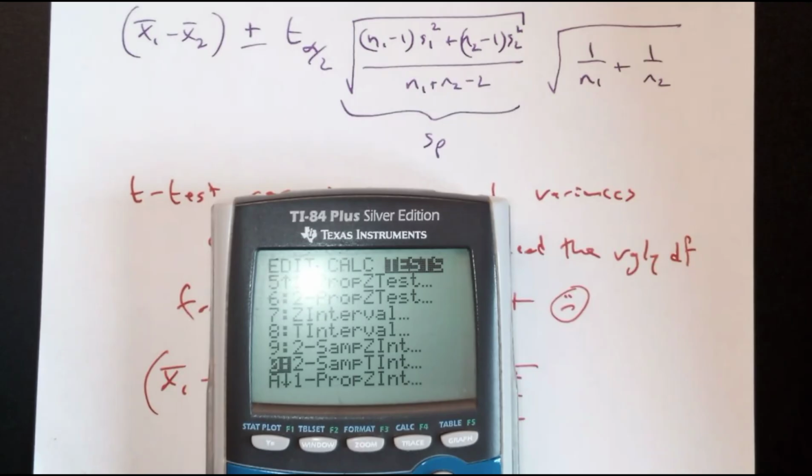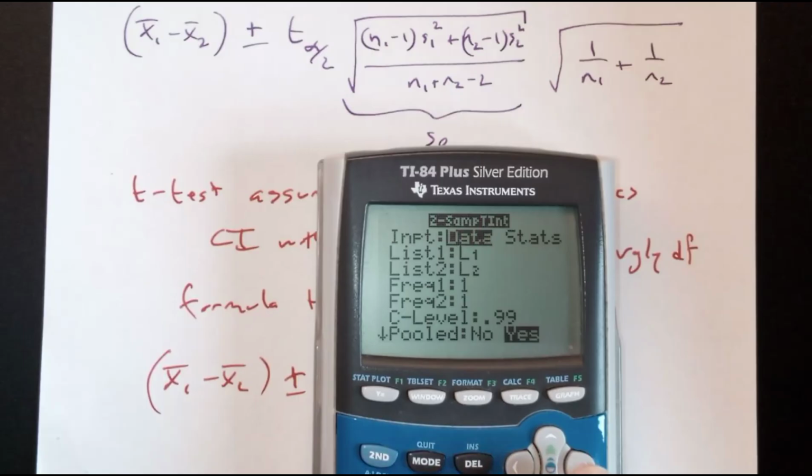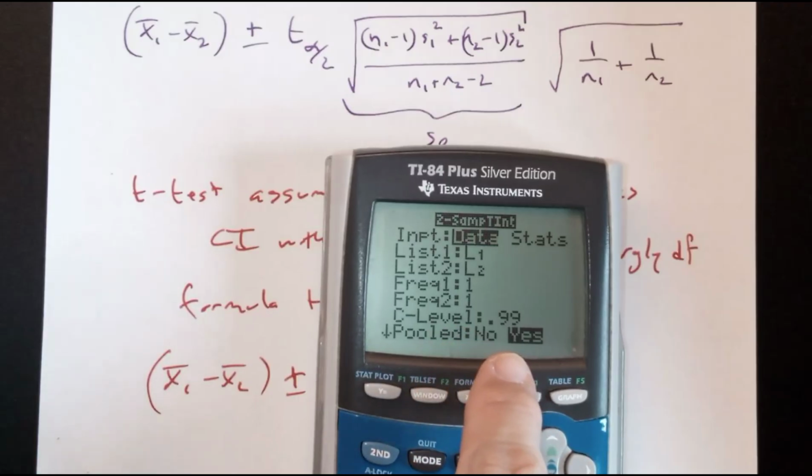Two sample T interval. Whether or not I do equal variances or not, there's my pooled question again. I can do this here exactly the same way, whether I give it the data or the statistics.